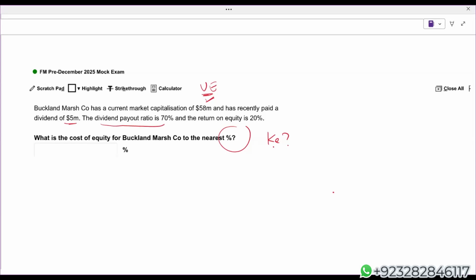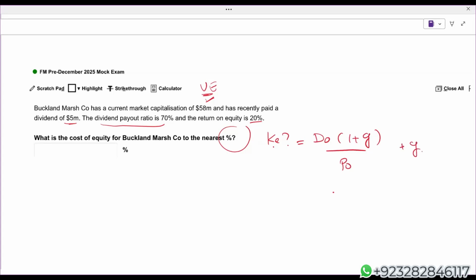If the company is paying 70% as dividend, it means the retention ratio is 30%. Return on equity is 20%. So first of all, we need K_E equals D naught (1 plus g) divided by P naught, plus g.